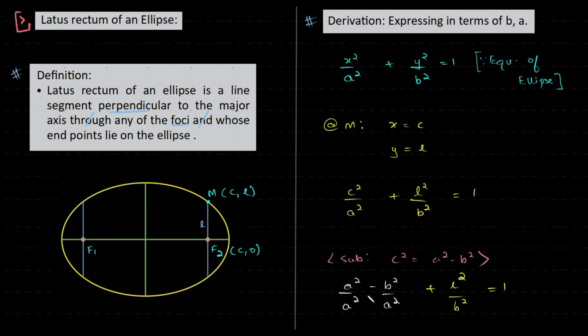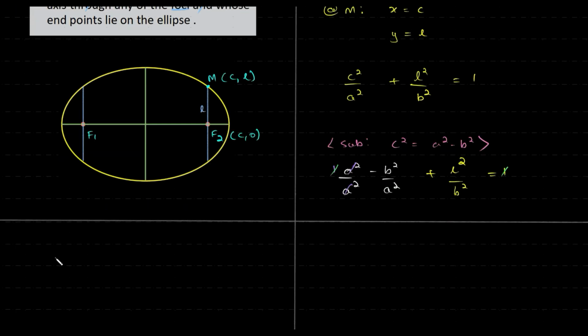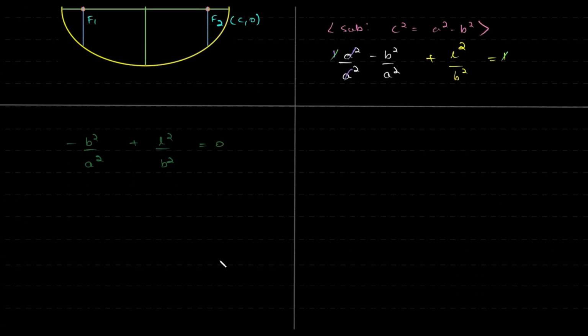Again, I don't want to waste steps. This results in 1 and we have a 1. We can cancel ones again. So we can cancel both the ones. And so we are left with minus b squared by a squared. Again, we should not be wasting steps, so I'll just write it in this manner. So this is equal to 0. And now we have a rearrangement. L squared by b squared is equal to b squared by a squared.